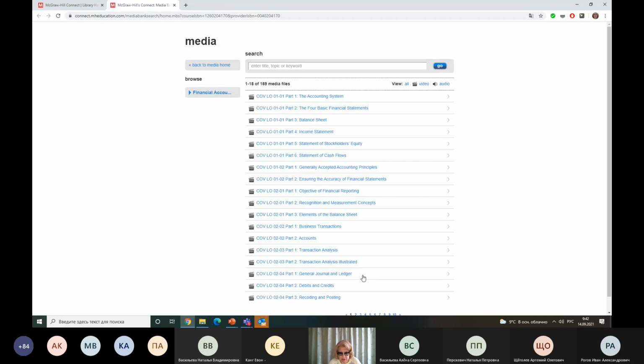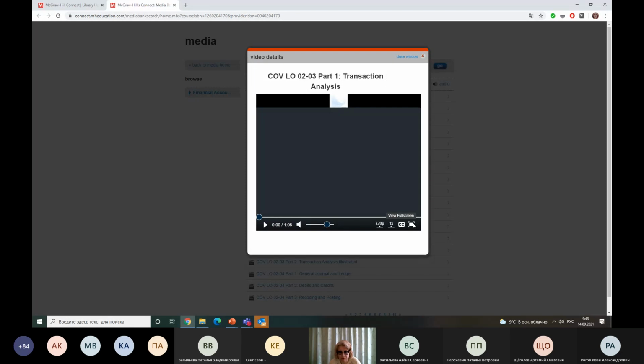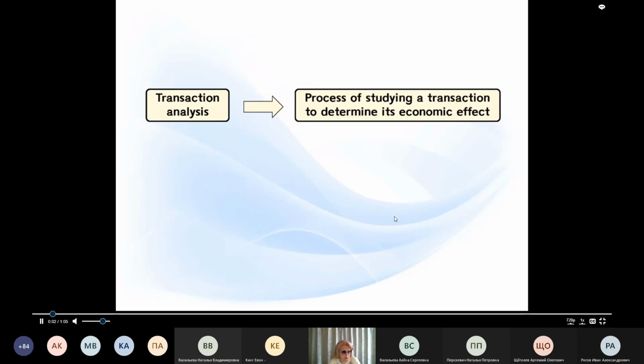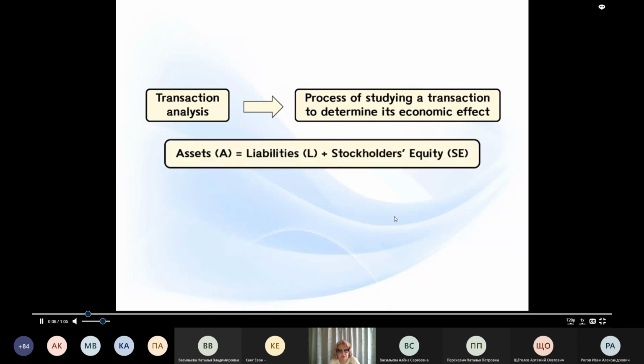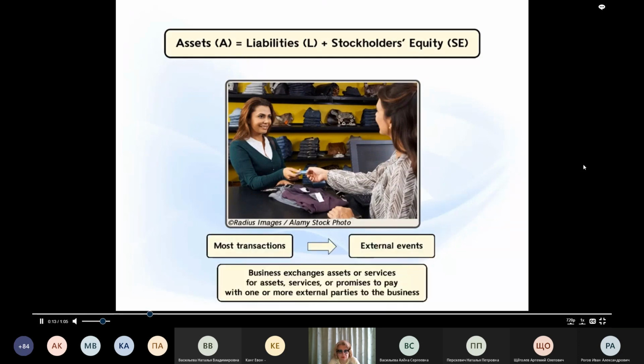And based on this approach, we should provide transaction analysis. Transaction analysis is the process of studying a transaction to determine its economic effect on the entity in terms of the accounting equation. Recall that most transactions involve external events in which the business exchanges assets or services for assets, services, or promises to pay with one or more external parties to the business.